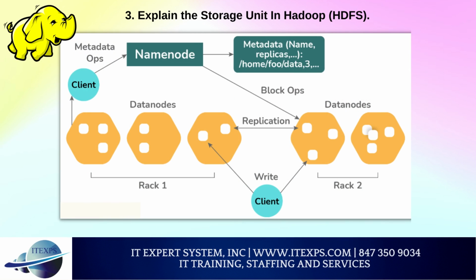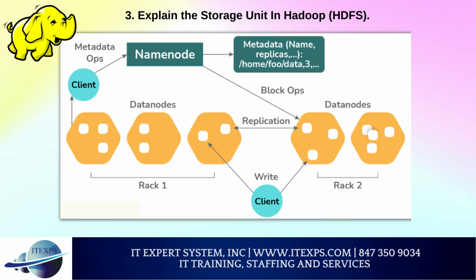3. Explain the storage unit in Hadoop. HDFS, the Hadoop Distributed File System, is the storage layer for Hadoop. The files in HDFS are split into block-size parts called data blocks. These blocks are saved on the slave nodes in the cluster. By default, the size of the block is 128 megabytes, which can be configured as per our necessities.